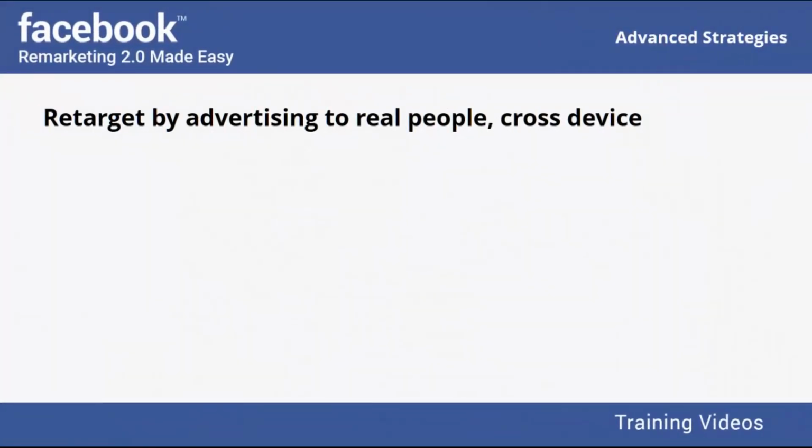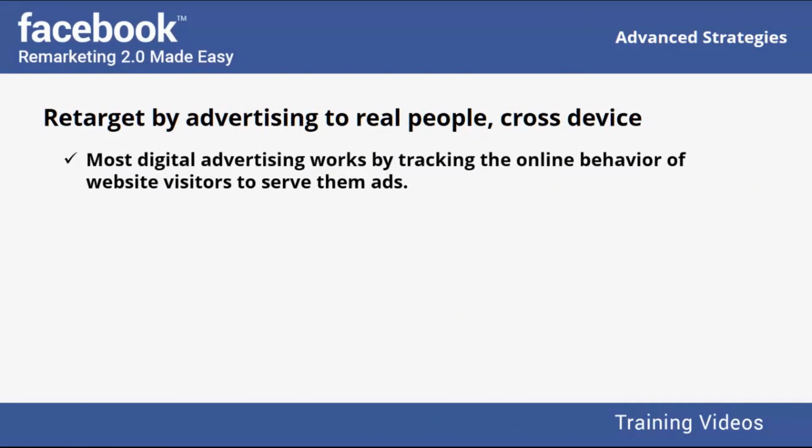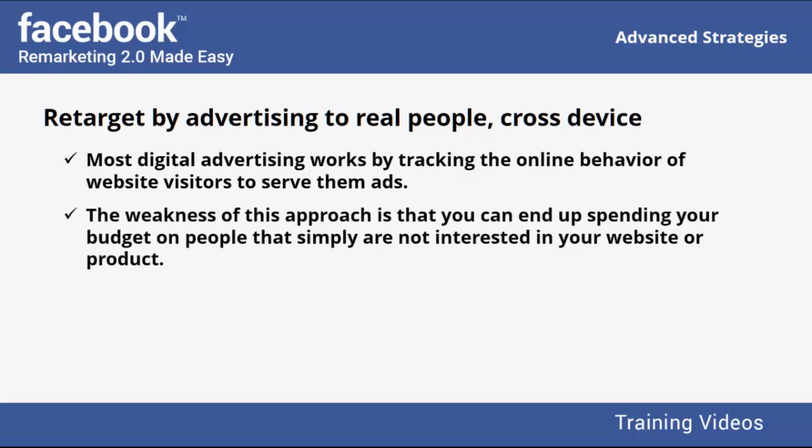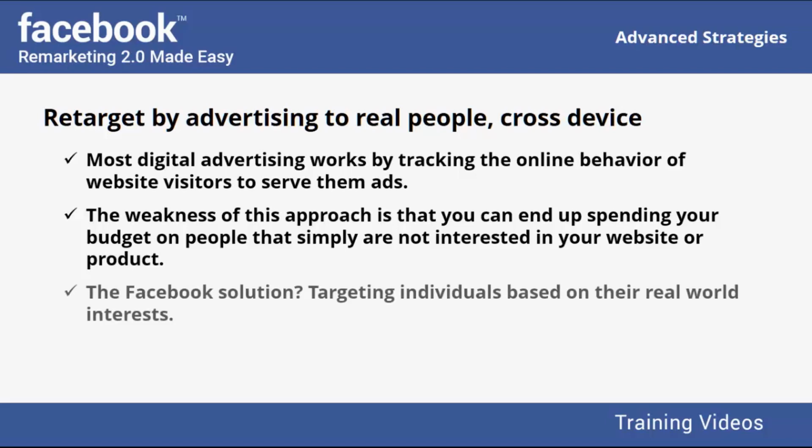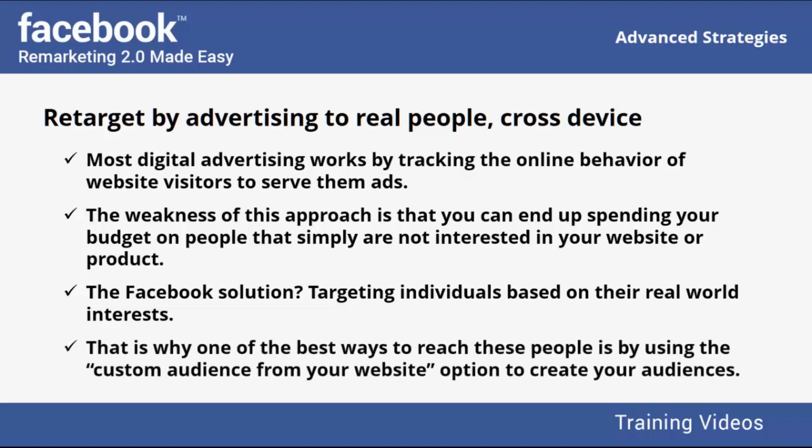Retarget by advertising to real people, cross-device. Most digital advertising works by tracking the online behavior of website visitors to serve them ads. The weakness of this approach is that you can end up spending your budget on people that simply are not interested in your website or product, just because they got there by accident or because they visited a similar site with similar products once. The Facebook solution? Targeting individuals based on their real-world interests. That is why one of the best ways to reach these people is by using the Custom Audience from your website option to create your audiences. This will allow you to control how to target your audience based on the actions that people have taken on your website, like adding a product to a cart.